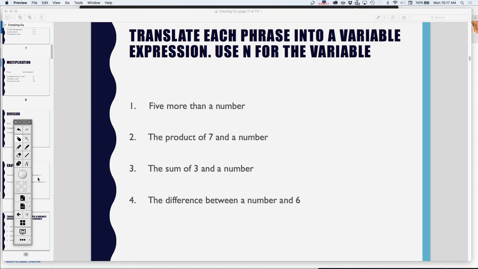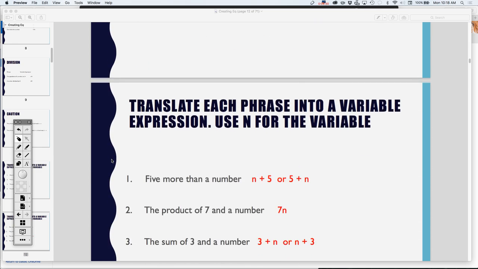Let's go to the next one. Translate each phrase into, yeah, the answer's on there. Okay, 5, 6, 7, and 8. Go ahead and work on these.